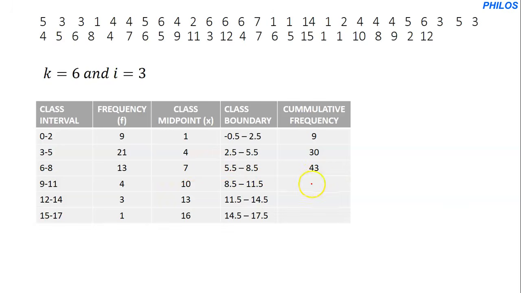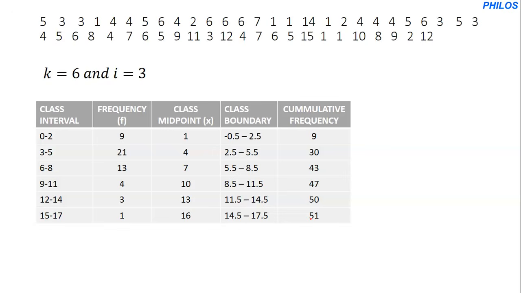To get a CF of the fourth class, you say F of first class plus F of second class plus F of third class plus F of fourth class, and that gives you the CF of the fourth class. To get a CF of the fifth class, you say F of first class plus second class plus third plus fourth plus fifth, and that gives you the CF of the fifth class. That's 50. To get a CF of the sixth class, you say F of first class plus F of second class plus third class plus fourth class plus fifth class plus sixth class, and that gives you 51.